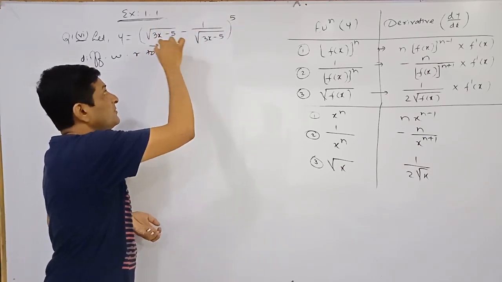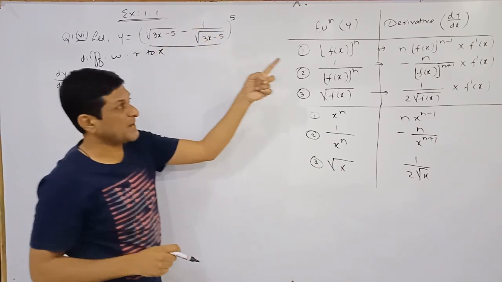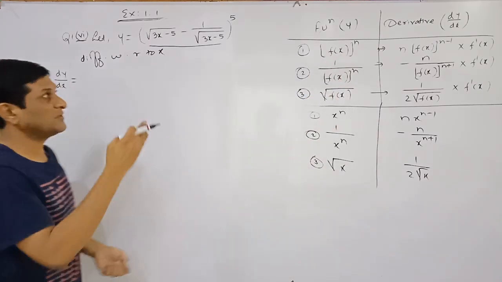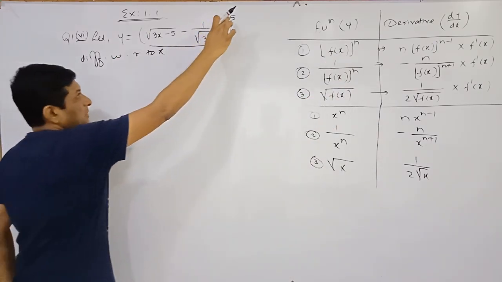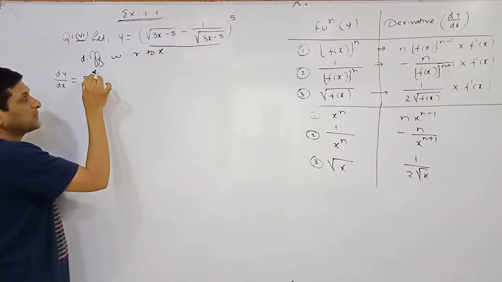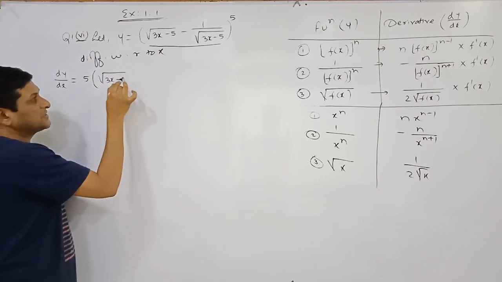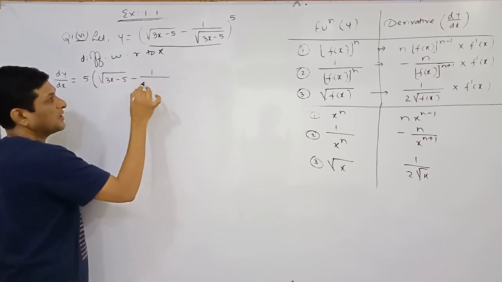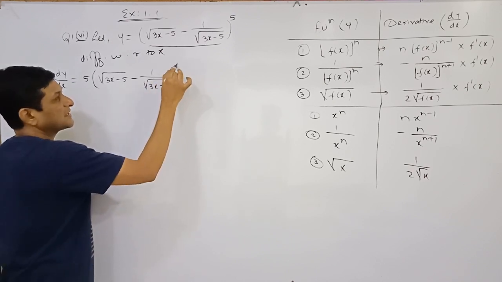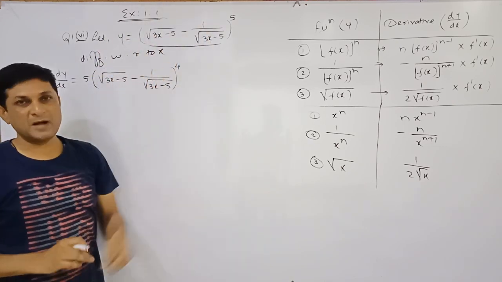means this whole term is your f of x. Now we are applying first formula to find out its differentiation. According to this formula, first take power as a coefficient. What is power of f of x here? 5. So if you are taking power as a coefficient, then decrease power by 1. So here 5 into under root 3x minus 5 minus 1 upon under root 3x minus 5 raised to power 4. Just simply we have taken power as a coefficient, then decreased power by 1.